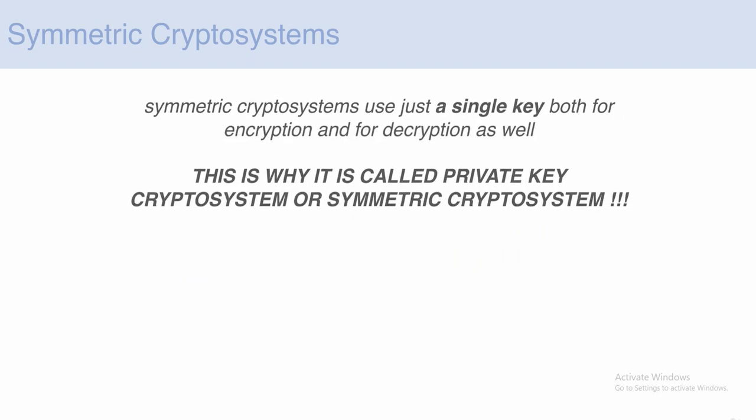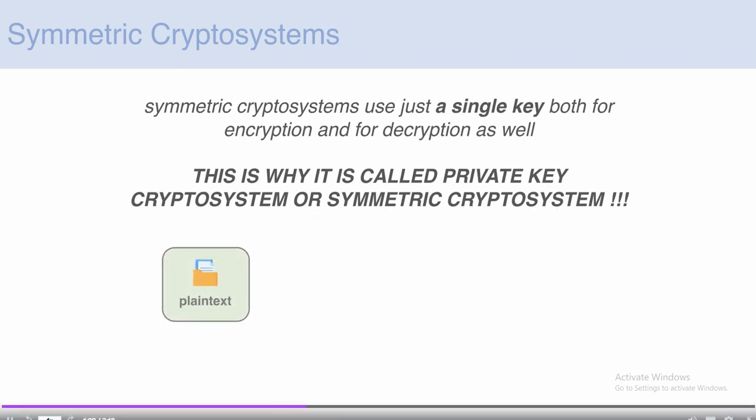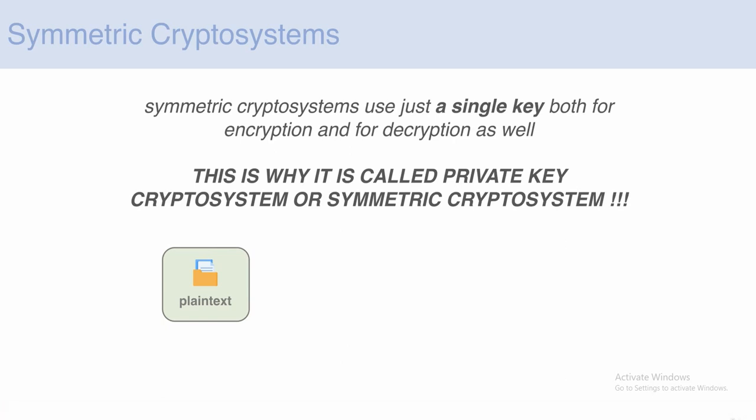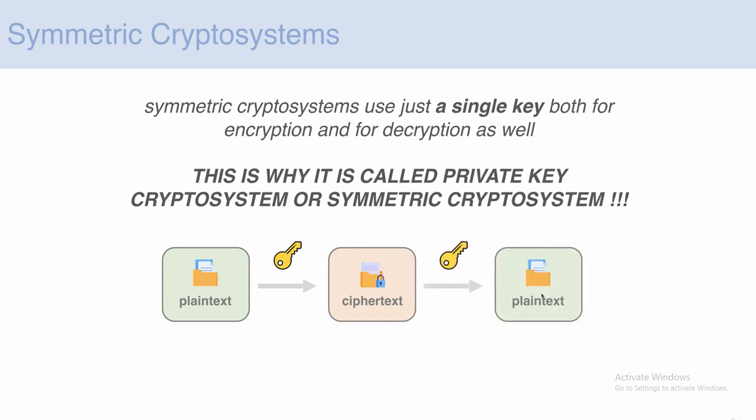So we can come to the conclusion that symmetric cryptosystems use just a single key both for encryption and for decryption as well. This is why it is called a private key cryptosystem or symmetric cryptosystem. Okay, so we have the plain text. We can use a key in order to generate the ciphertext, and we can use the same key in order to generate the plain text from the ciphertext.